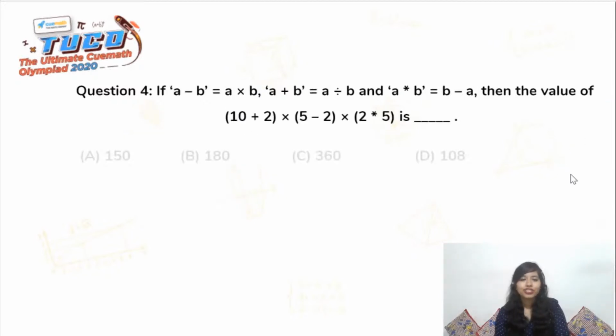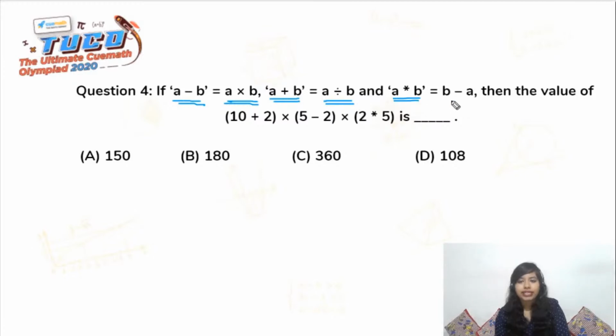Here goes our fourth question. So let's see how do we work on this. It said that if A minus B is equal to A times B, A plus B is A divided by B, and A times B is equal to B minus A, then the value of this is. Basically, minus is replaced with multiplication and your plus is replaced by division, and your multiplication is replaced by subtraction in the reverse order. As in, it's not A minus B, but B minus A.